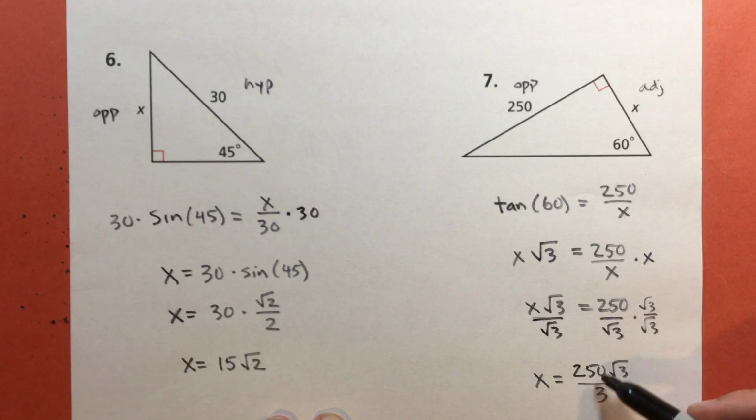And I should check 250. Is 3 a factor of 250? It's not. So I can leave it like that.